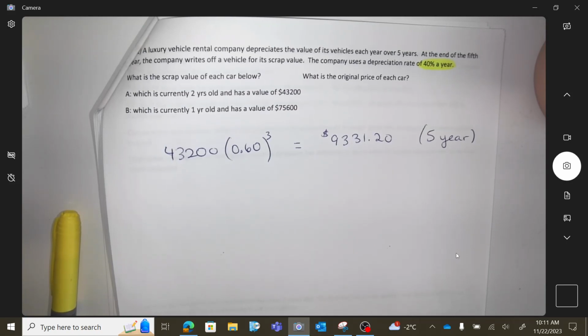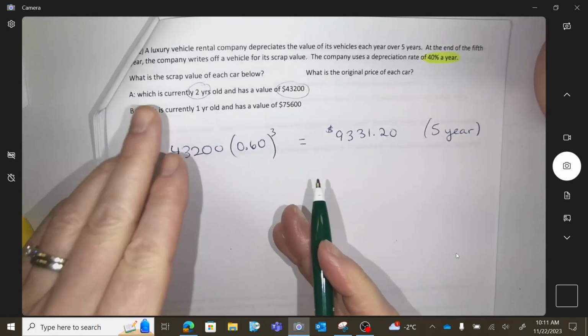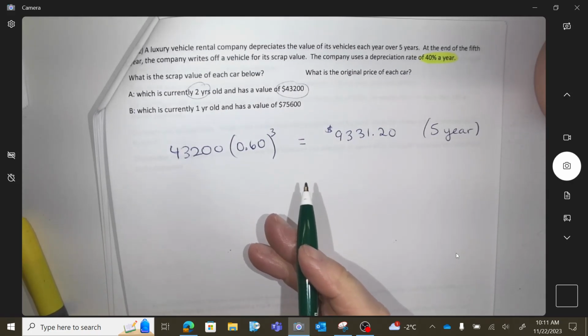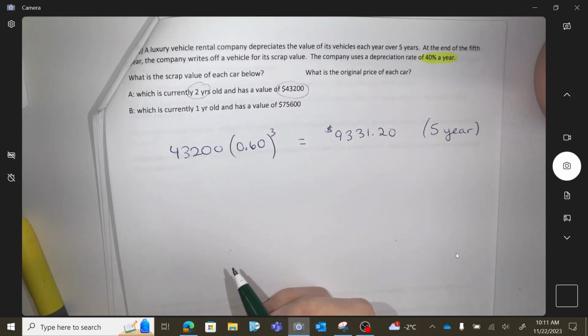Okay, so now, what is the original price of the car? So this was how much the car was worth on the 2nd year. How do we go back to figure out what it was at the very start? Times 0 years at the start.